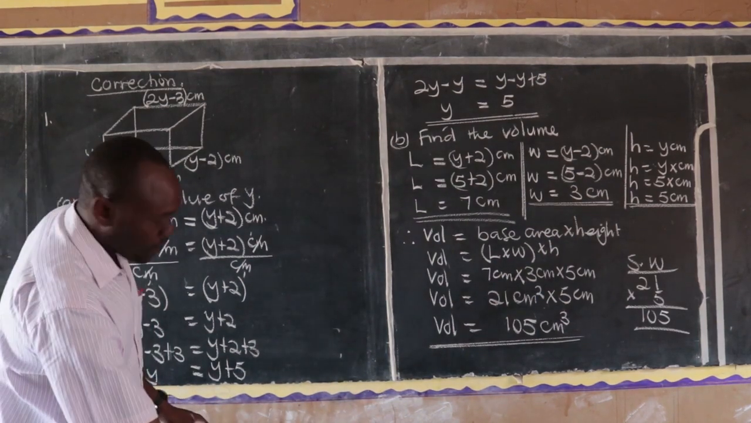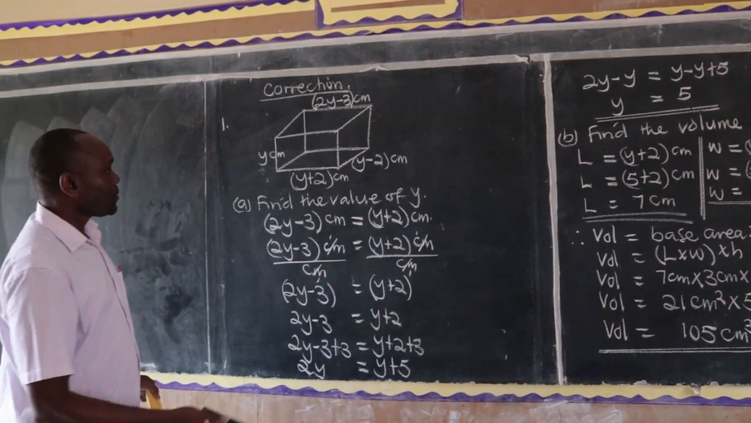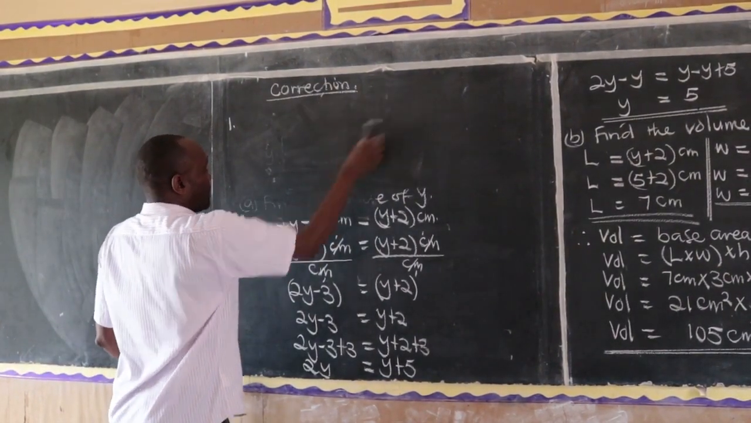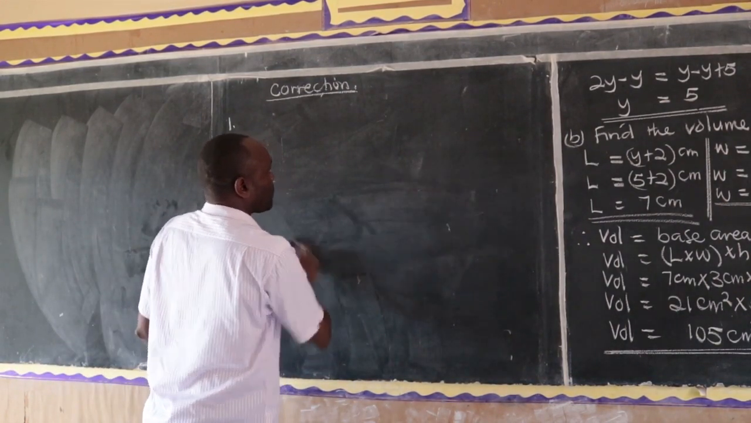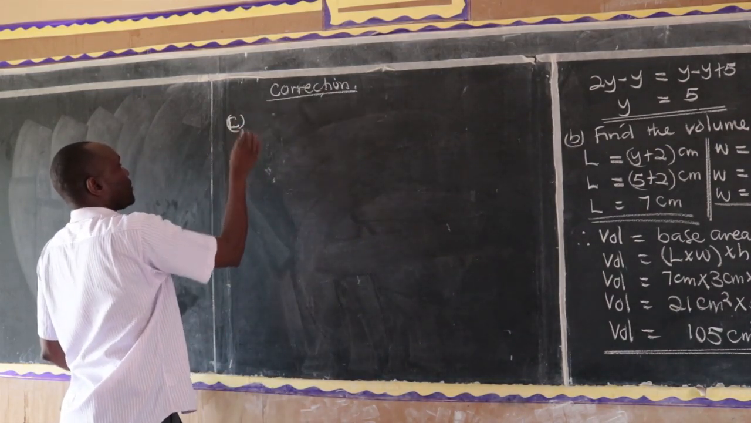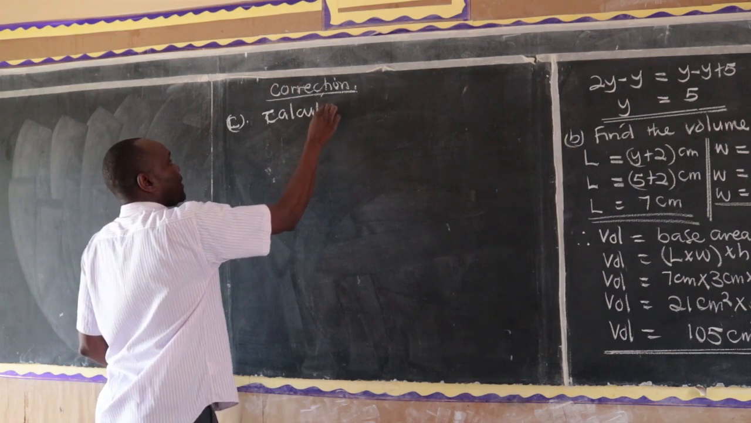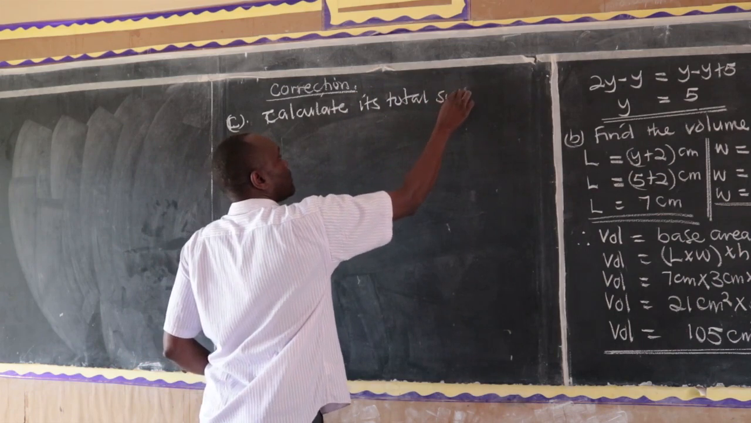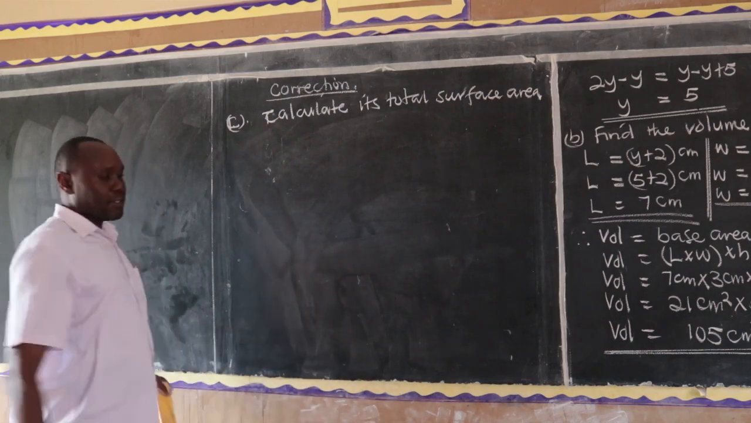And then, we are also asked to find the total surface area. So please, if you failed one, make sure that you do the corrections. So our question C: calculate its total surface area.